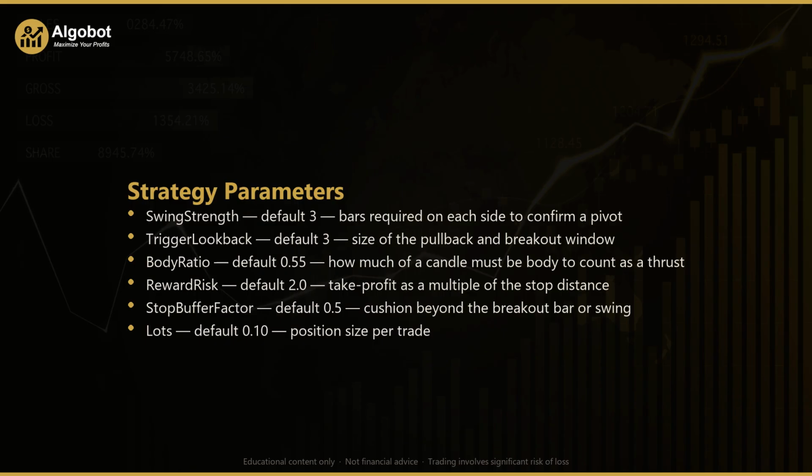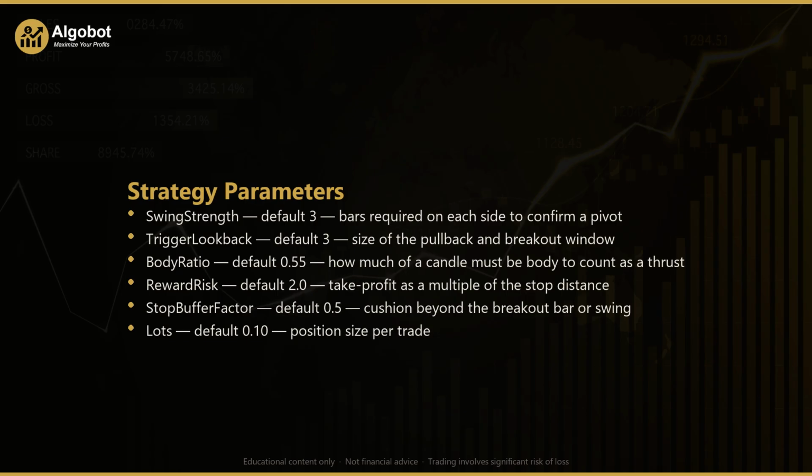The first is swing strength, which defaults to 3. This controls how many bars must sit on each side of a pivot before it is confirmed as a swing high or low. A higher value gives you larger, more significant swings but fewer of them, while a lower value reacts faster to smaller structure. Next is TriggerLookback, also defaulting to 3. This sets the size of the pullback window the strategy scans for a counter move and for the breakout level. A larger window allows deeper pullbacks, while a smaller one keeps entries tight to recent price.